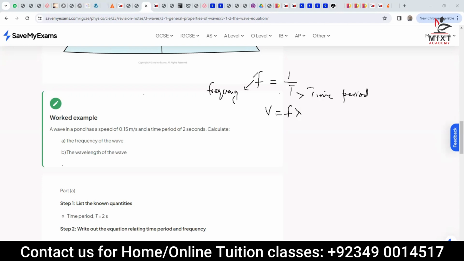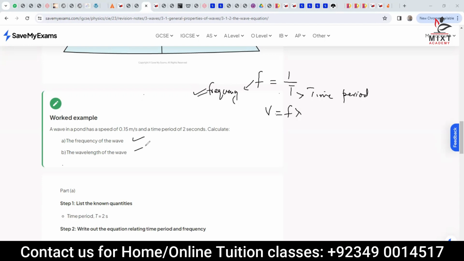Sir, can you explain again? Okay. What my point is, for example, if you know the frequency of any wave, you can simply reverse it and you will find the time period of the wave. If you know the time period, you can reverse it and you will find the frequency of the wave. So both are actually reverse of each other.